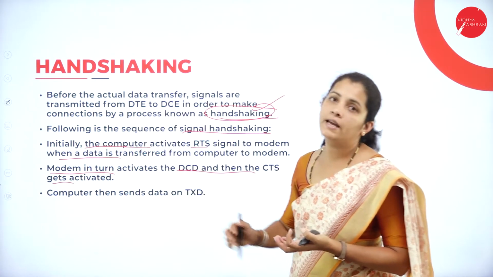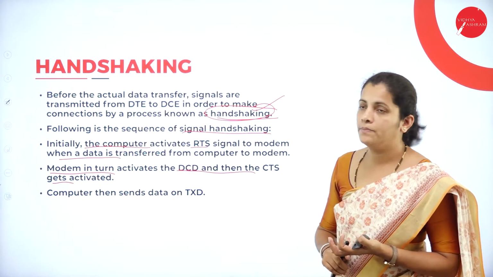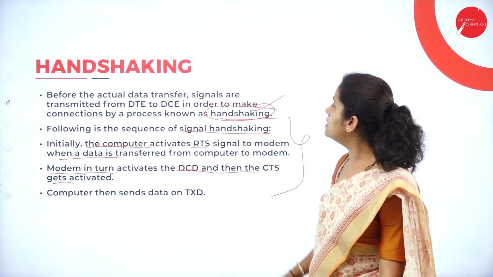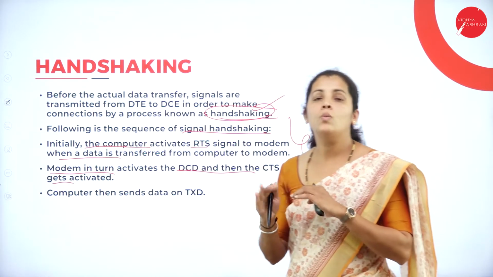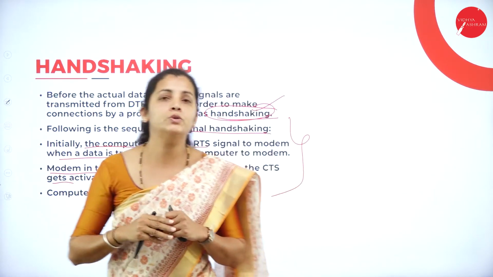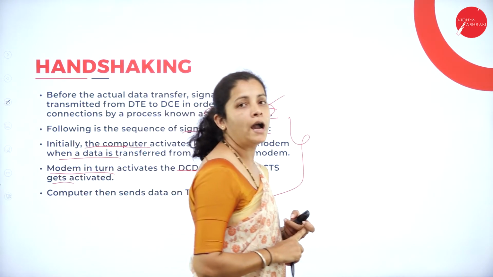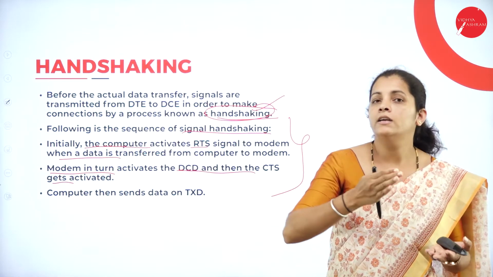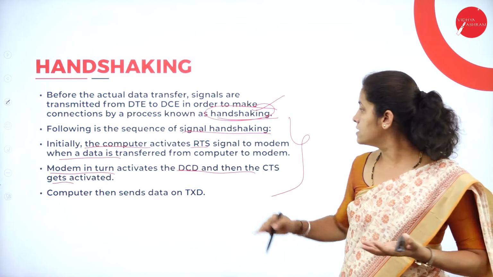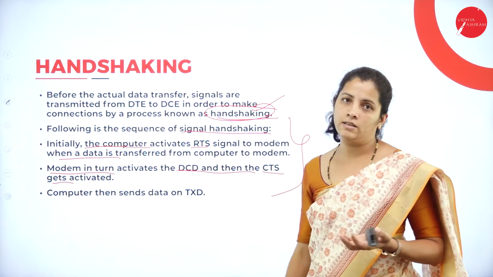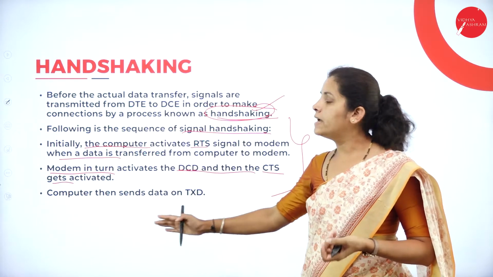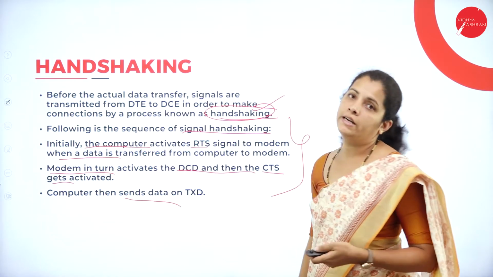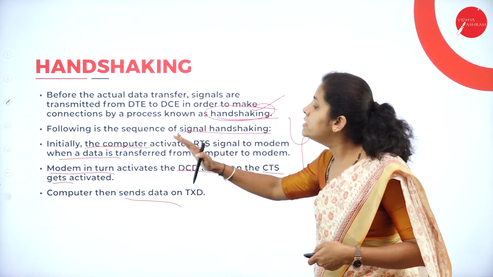Now the computer is able to send the data. So these are the sequence of steps followed under single handshaking. What will the computer do? The computer sends a signal to the modem, and the modem sends a signal back to the computer that it is possible to send the data. That is the clear to send signal. Once it is activated, the computer can transmit the data on TXD.